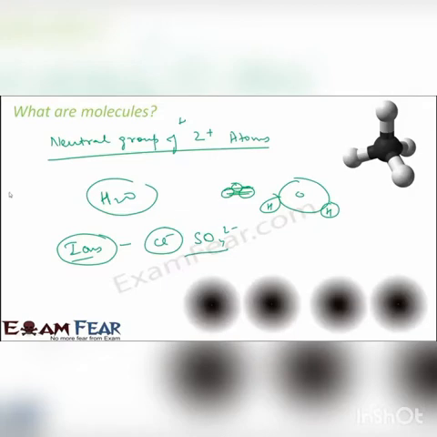Let's understand atom is the basic unit of matter. It consists of a dense central nucleus surrounded by a cloud of negatively charged electrons, while molecule is nothing but a neutral group of two or more atoms. This is methane, CH4. There is a carbon here and 4 hydrogens here.